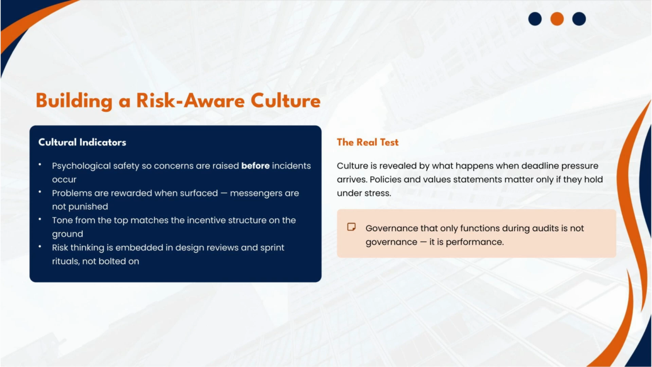And culture is set at the top by what leaders actually do, not what they say. If leadership overrides governance whenever it's inconvenient, everyone learns governance is optional. So the question, in your organization, what happens to the person who raises an AI concern that slows things down? The answer tells you whether your governance is real.